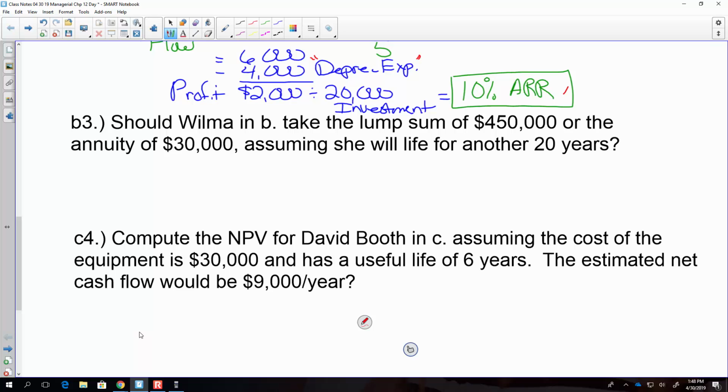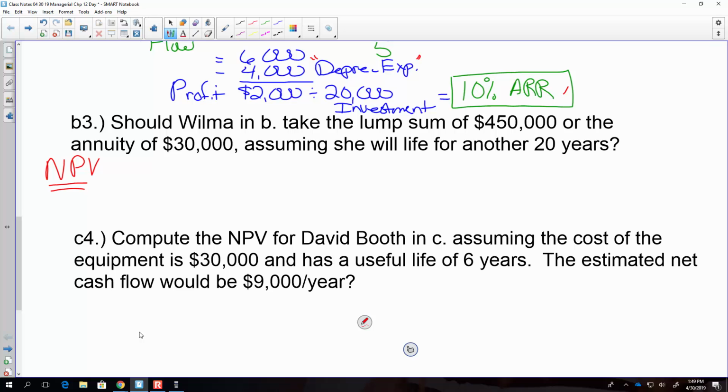Wilma is retiring and has an option to take a retirement as a lump sum of $450,000 or to receive $30,000 per year for 20 years. Wilma's required rate of return is 6%. This is a net present value problem. We're going to compare the 450 to the cash flows coming in.